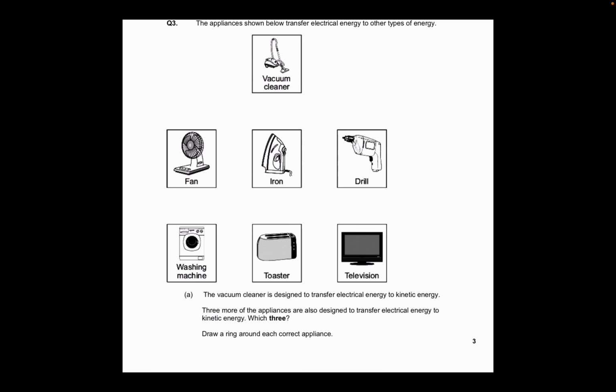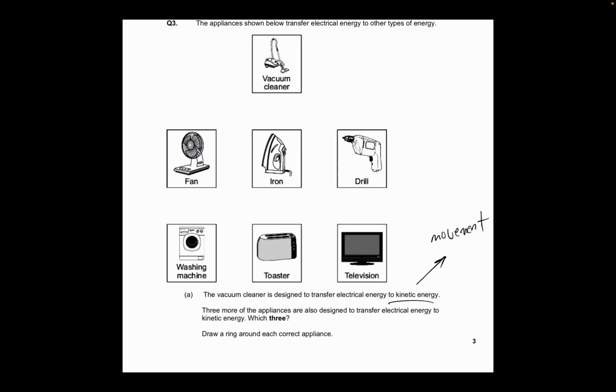Now you have to understand that the vacuum cleaner is designed to transfer electric energy to kinetic energy. 3 more of the appliances are also designed to transfer electric energy to kinetic energy, which 3 you have to draw a ring around each correct appliance. So what this means is you have to find something usually found in the homes that transfers electric energy to kinetic energy, to movement. Kinetic energy is something related to movement. So what transfers power or electric energy to movement?